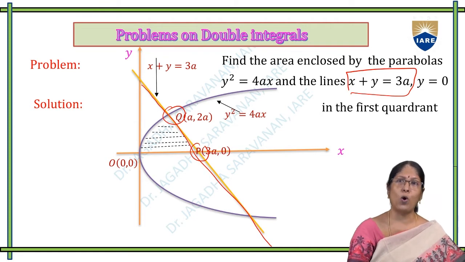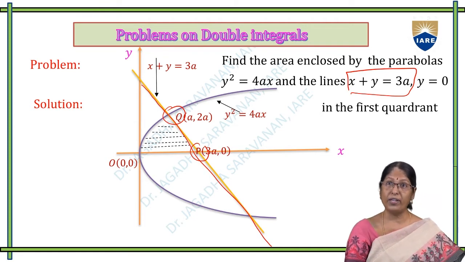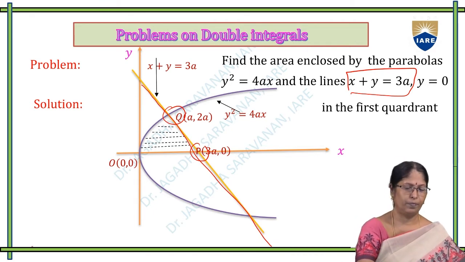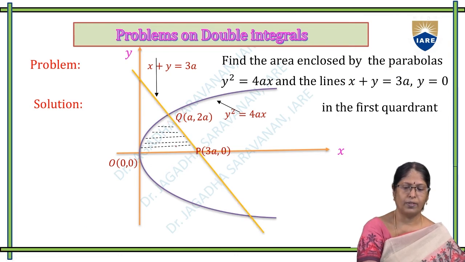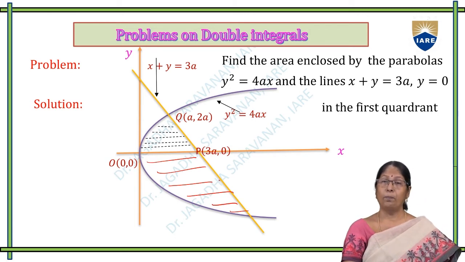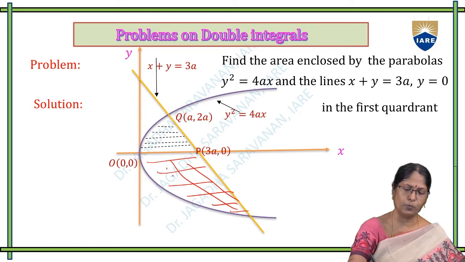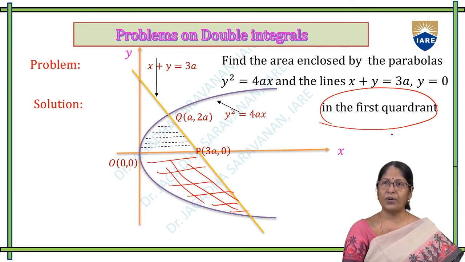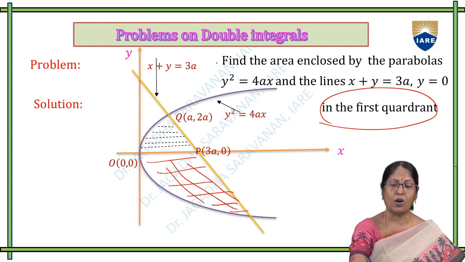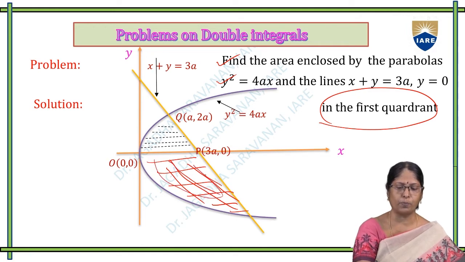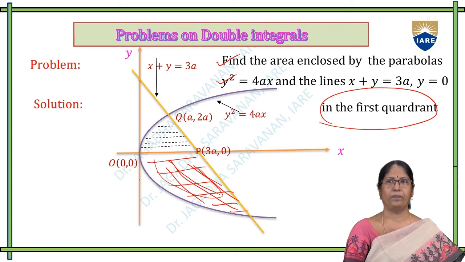So now the common region formed by the parabola and the line, this complete region. But we are not considering this part, because it is strictly given that the area of the region which lies in the first quadrant only is to be evaluated according to our question. So we are neglecting this part.